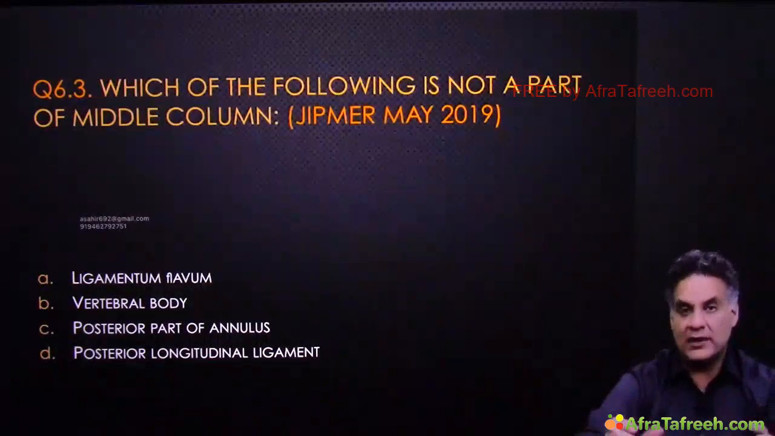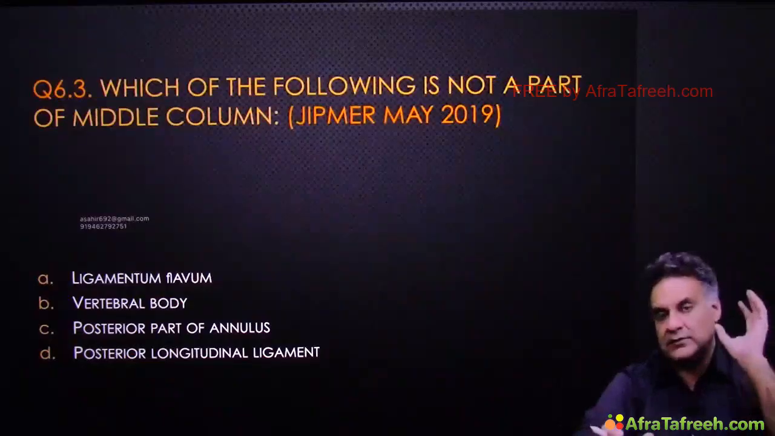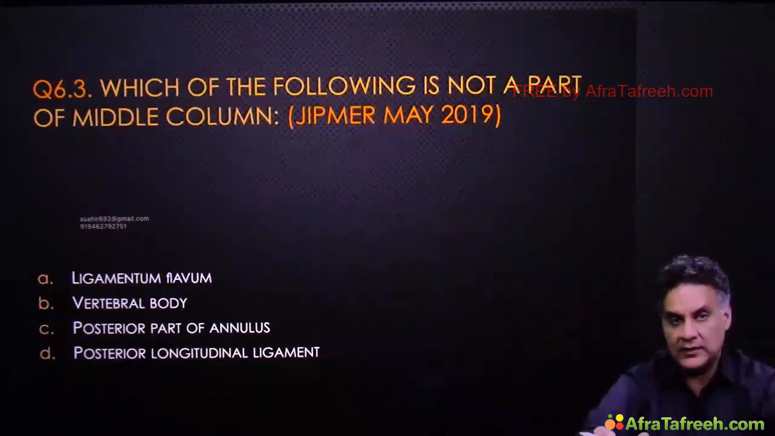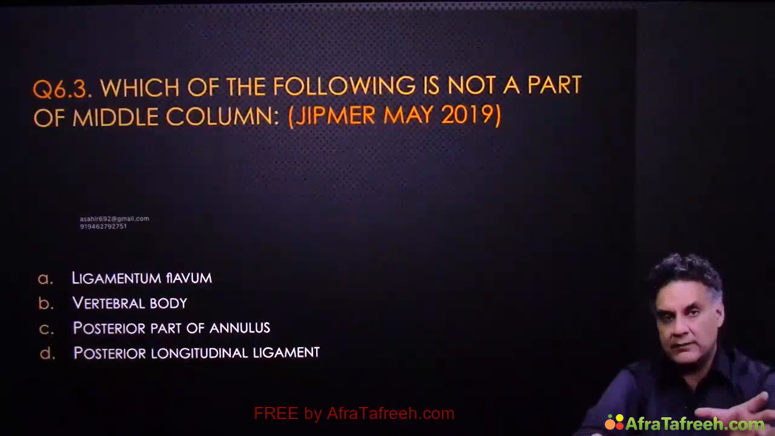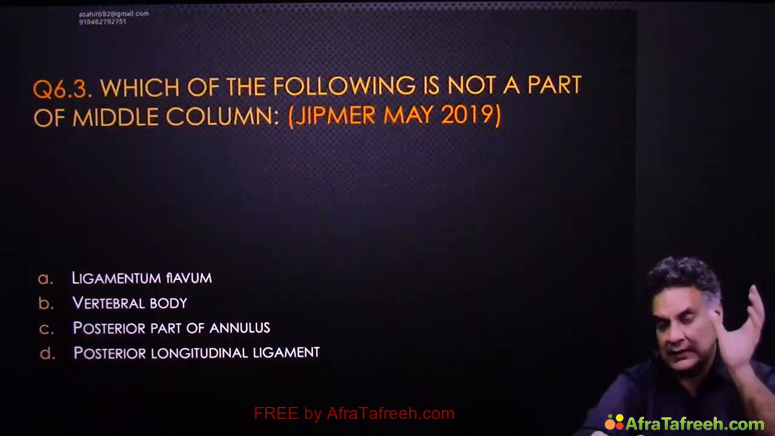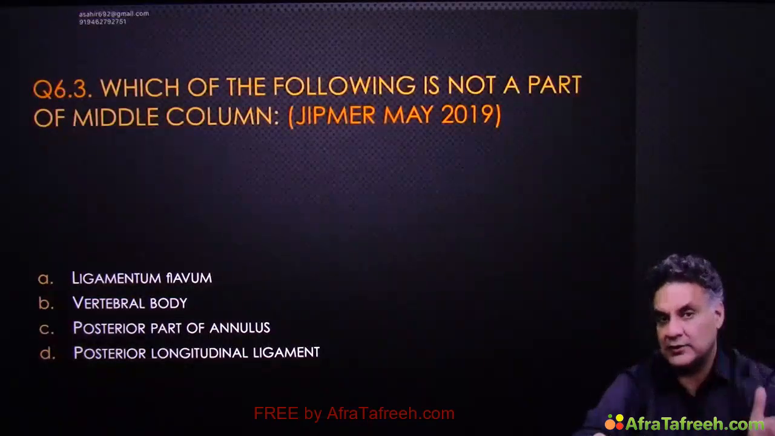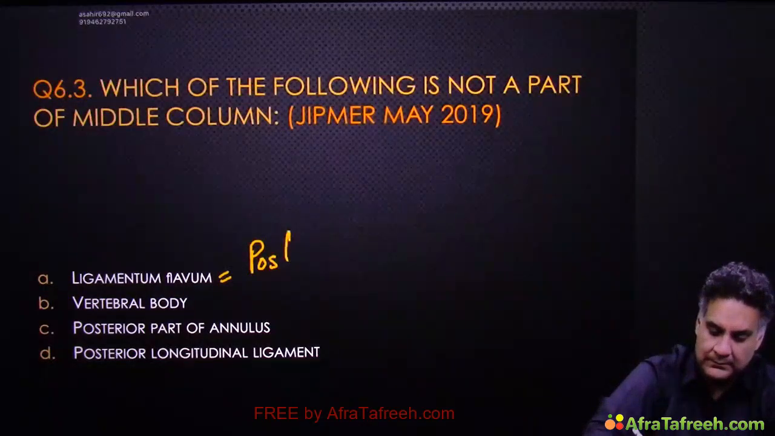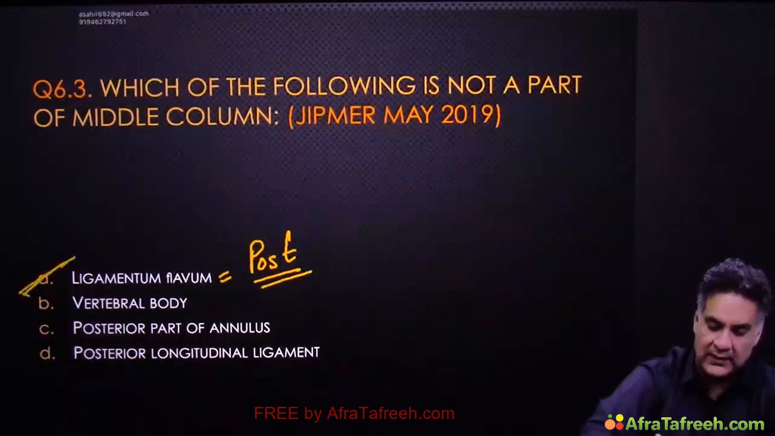Which of the following is not a part of the middle column? So what is anterior column? Anterior half of the vertebral body, anterior longitudinal ligament, anterior part of the annulus fibrosus. The middle column: posterior half of vertebral body, posterior half of the annulus fibrosus, and the posterior longitudinal ligament. Ligamentum flavum is a part of the posterior column. So this is the answer here.